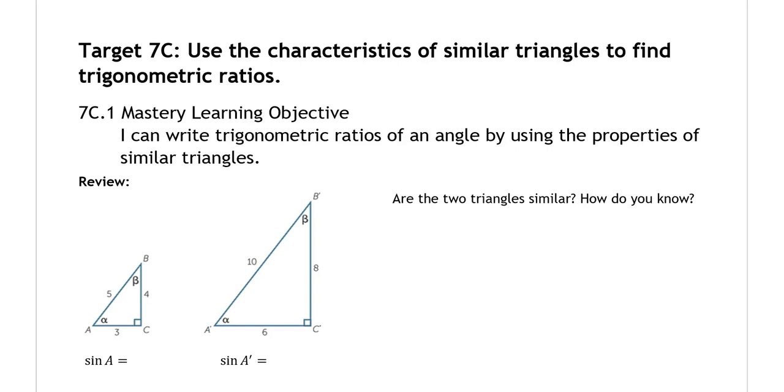We are now starting target 7C. Target 7C is use the characteristics of similar triangles to find trig ratios. 7C.1. I can write trigonometric ratios of an angle by using the properties of similar triangles. So we are now writing our trig ratios. Remember, your trig ratios are just sine, cosine, tangent, right?